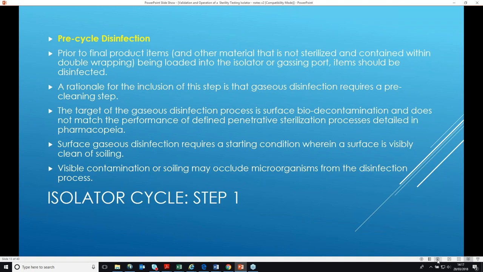A rationale for inclusion of this step is that gaseous disinfection requires a pre-cleaning step, and surface gaseous disinfection requires a starting condition wherein a surface is visibly clean of soiling. Now, contamination or soiling may occlude microorganisms from the sanitization process, and this could present a biocontamination risk. And that's the reason why some elect to include a pre-wiping step for the loading of items that are not themselves sterile. But I do have to emphasize that this is an optional step.